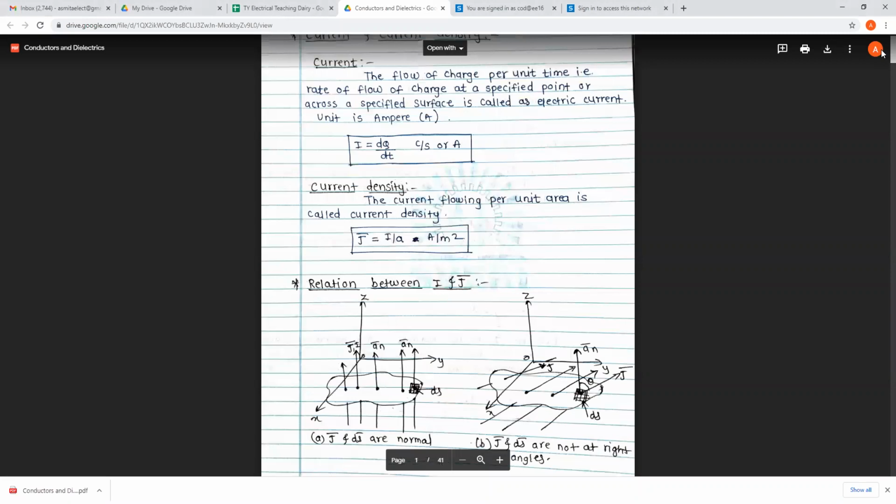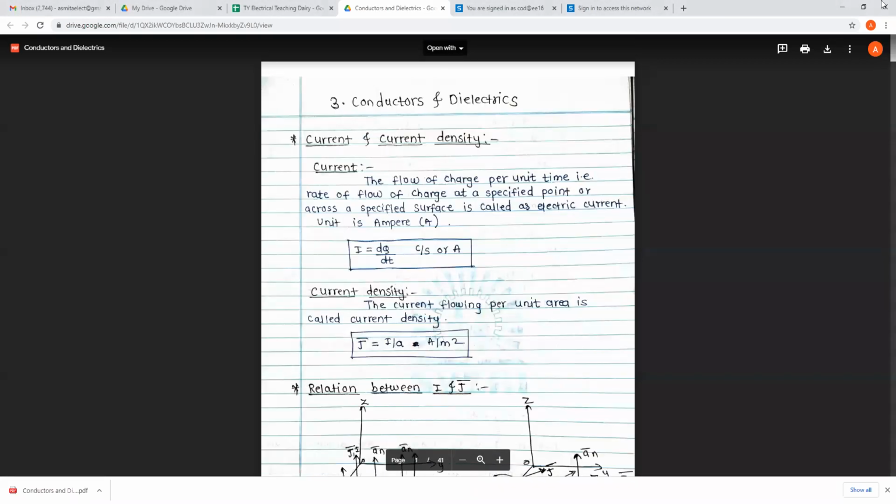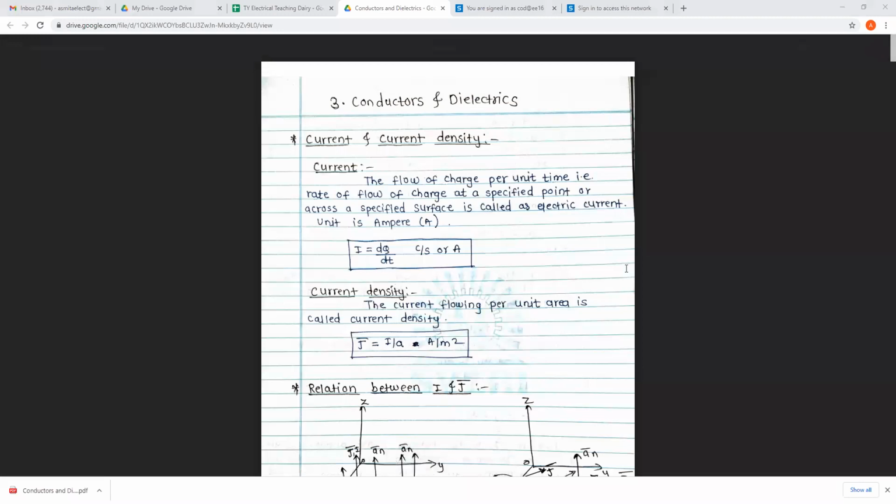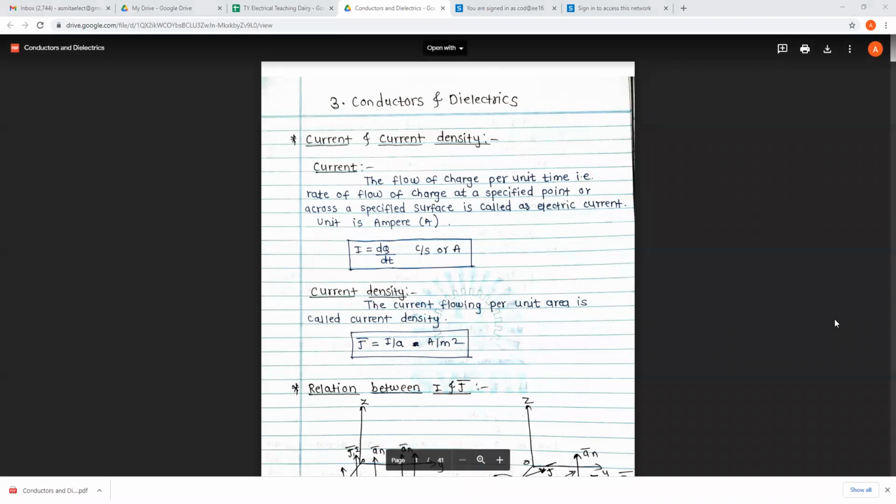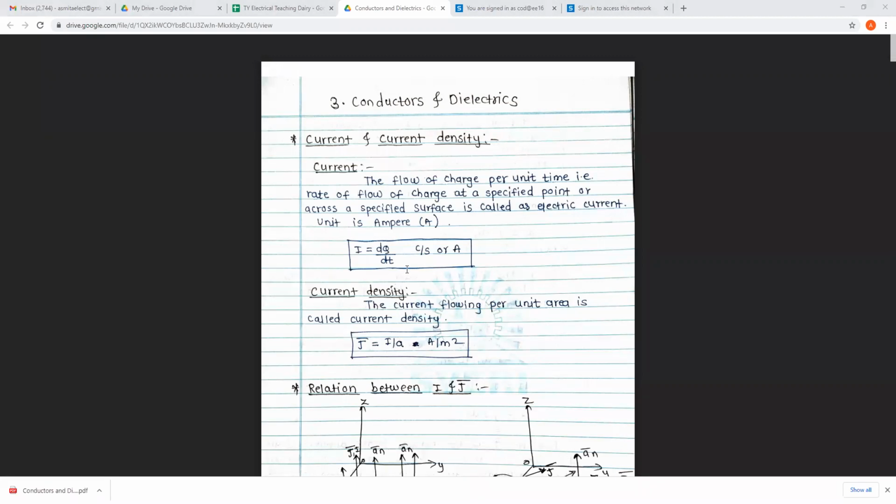So you already know what is meant by current. Current is nothing but the flow of charges, and it is also defined as the rate of flow of charge with respect to time. So this current I is equal to dq upon dt. As charge is measured in coulomb and time in second, its unit is coulomb per second, or it is also measured in ampere.